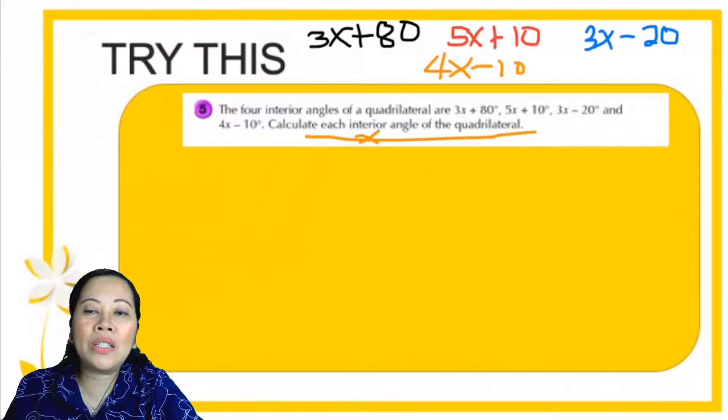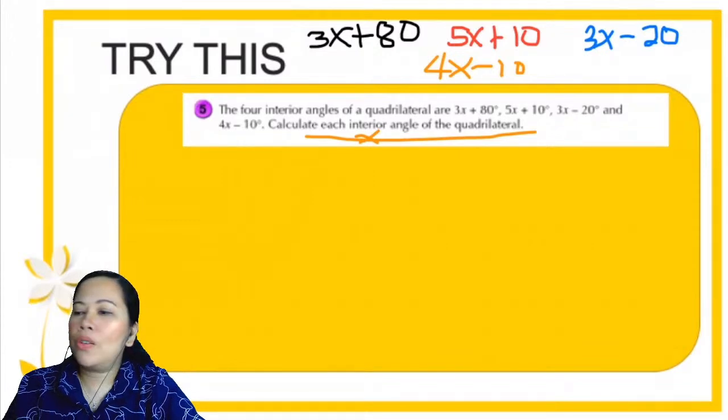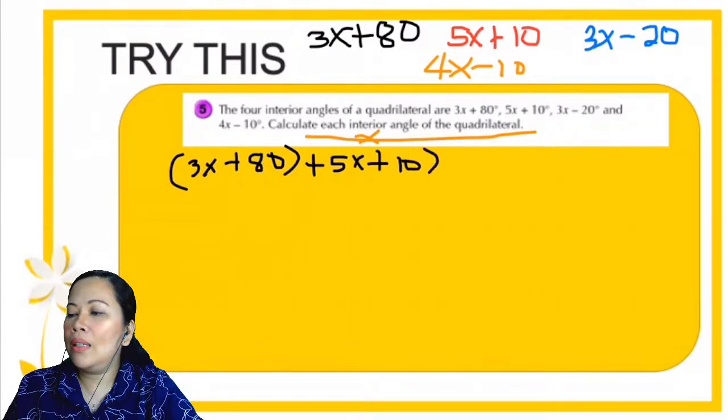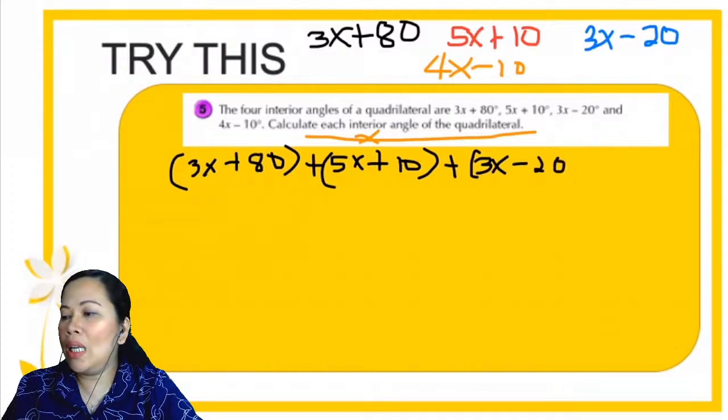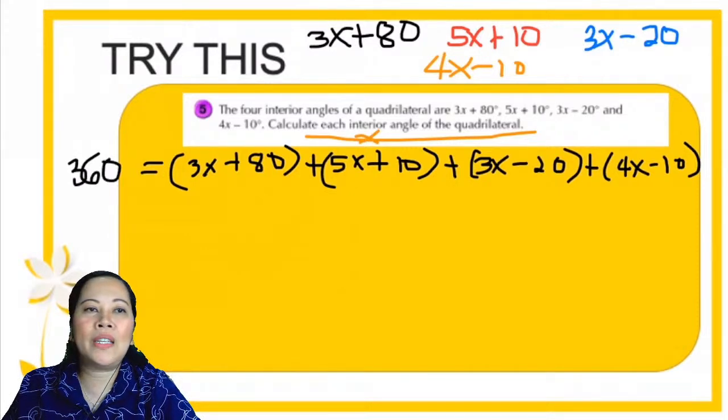Since it's a quadrilateral, what's the sum of all angles? The sum of all angles in a quadrilateral is 360. So that means we have to add everything: (3x + 80) plus (5x + 10), that's the other one, plus (3x - 20). I'm just putting brackets so that you will not be confused, but it's okay even without brackets. All of this should be equal to 360 degrees.